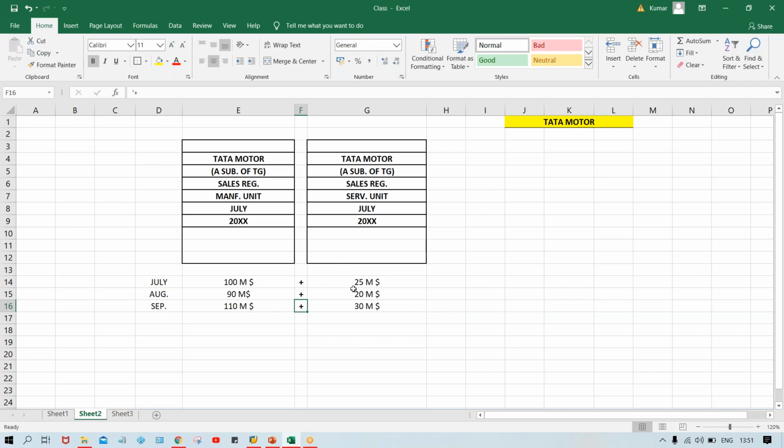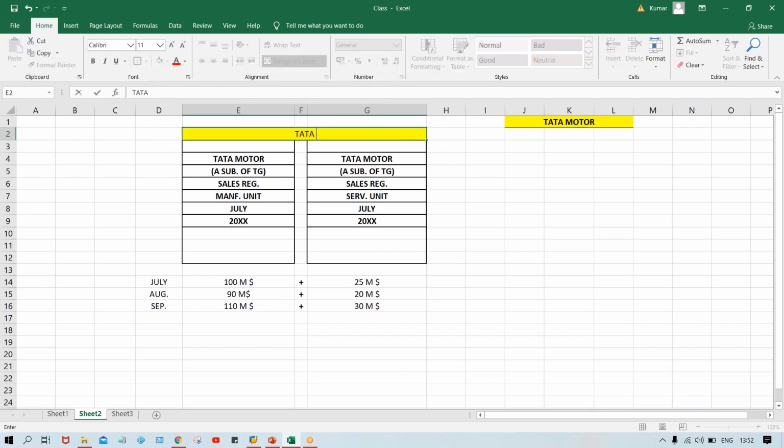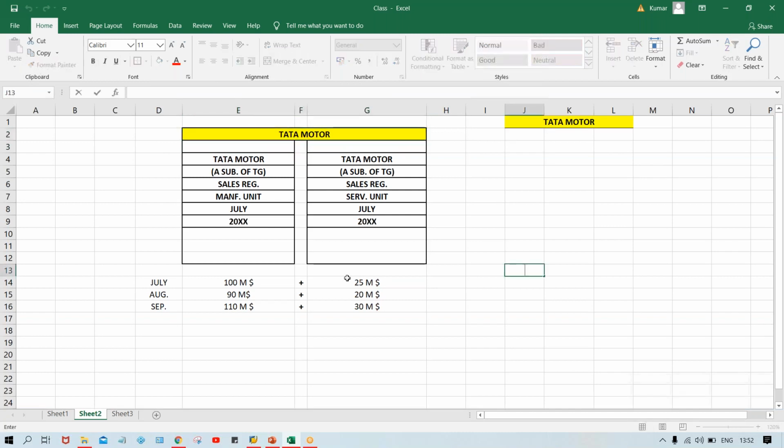So here we are talking about this. Now for July month, if they want it at Tata Motor level, I'll just make it like this. This is for Tata Motor, right? Now look here, Tata Motor means what? This one plus this one, this one plus this one, so service plus manufacturing, right?